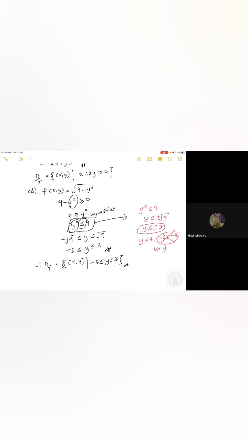Let's say I choose y equals to negative 4, sebab negative 4 tu lebih kecil daripada negative 3 kan? Now my f(x,y) will be square root of 9 minus negative 4 squared, which is 9 minus 16, which is negative. So negative become undefined. So actually when you want to open the inequalities, you cannot do like this. You have to do this way. Faham?